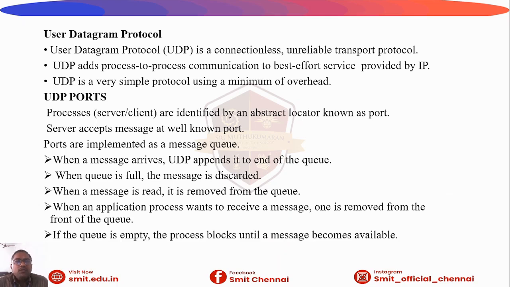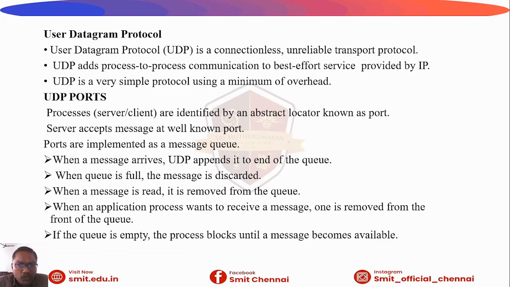First we will see UDP in detail. The User Datagram Protocol is a connectionless and unreliable protocol. It provides process-to-process communication to the best of its ability. UDP is a very simple protocol which uses minimum overhead. In this protocol, we have what are called UDP ports. The process, either a server or a client, can be identified by using a port, which is a locator. The server will accept the message at the well-known port.